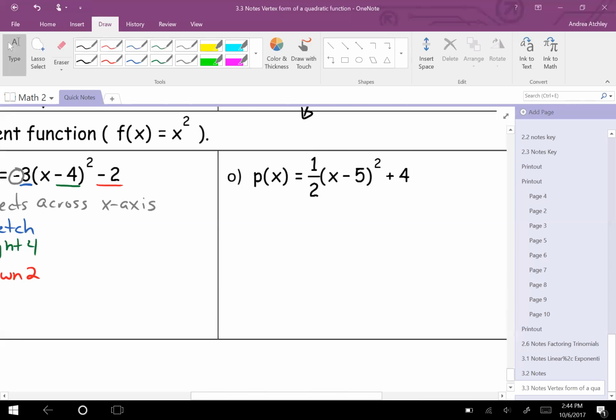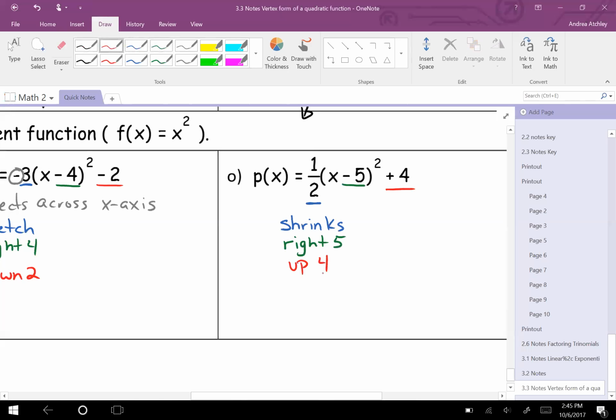Okay, what does the 1/2 tell me here? It shrinks. The -5 is right 5. And the +4, up 4.